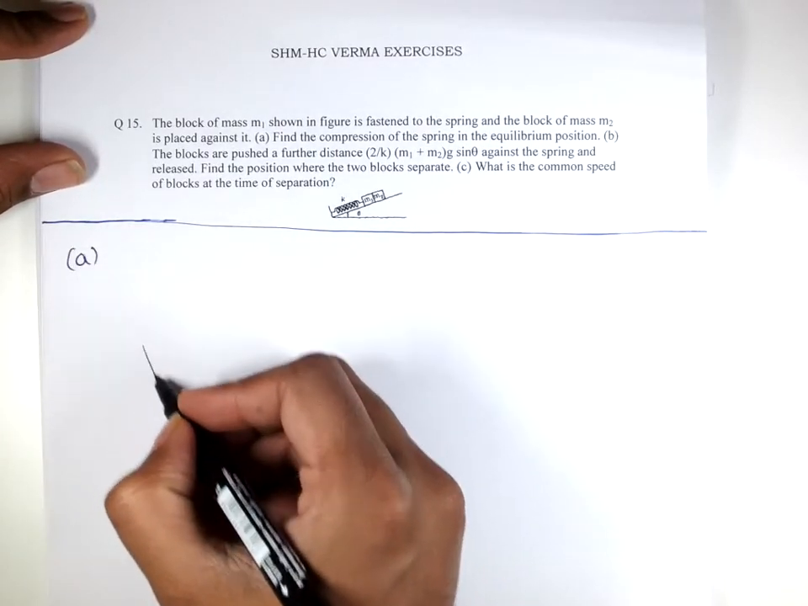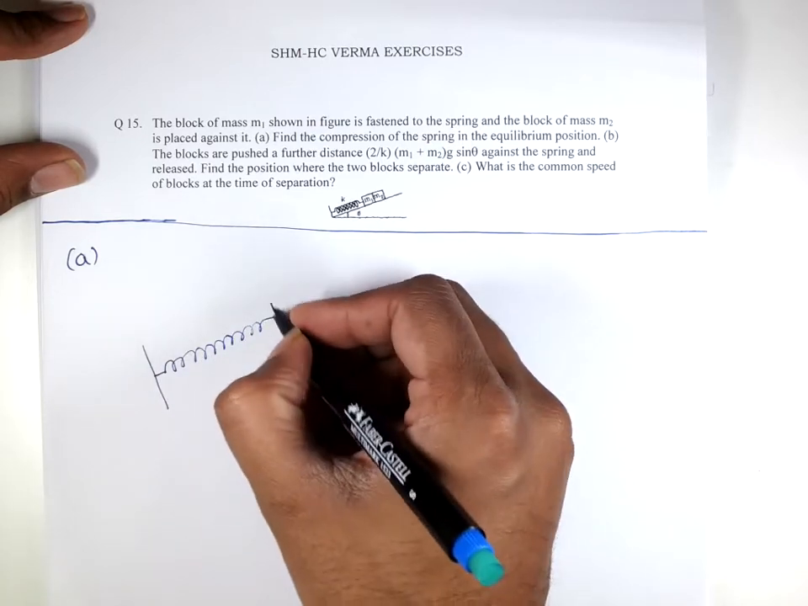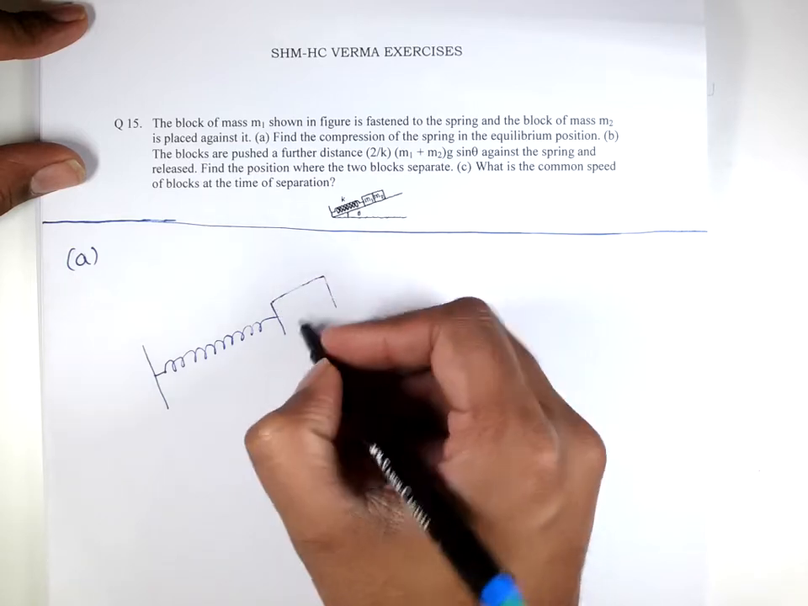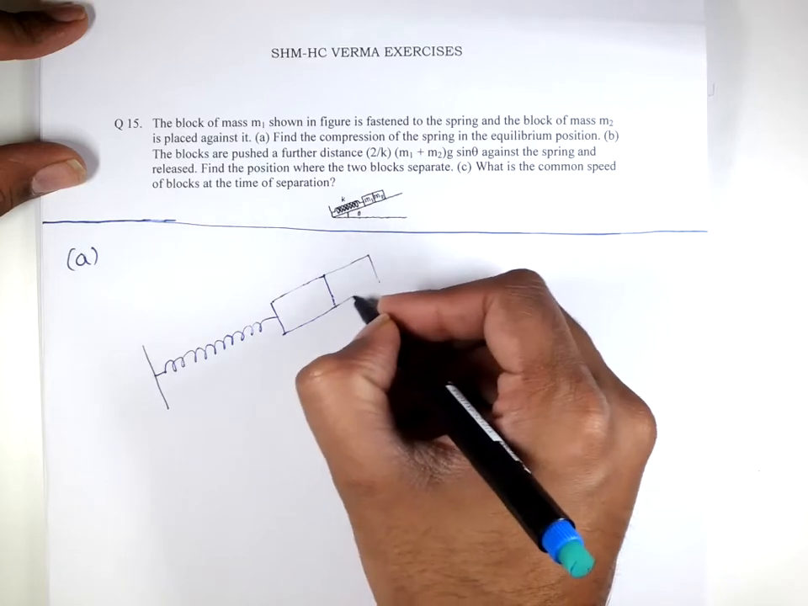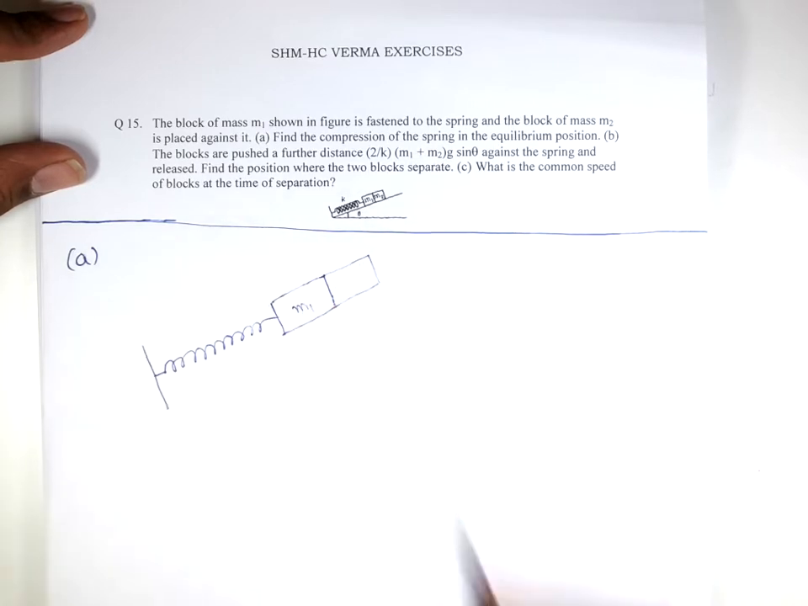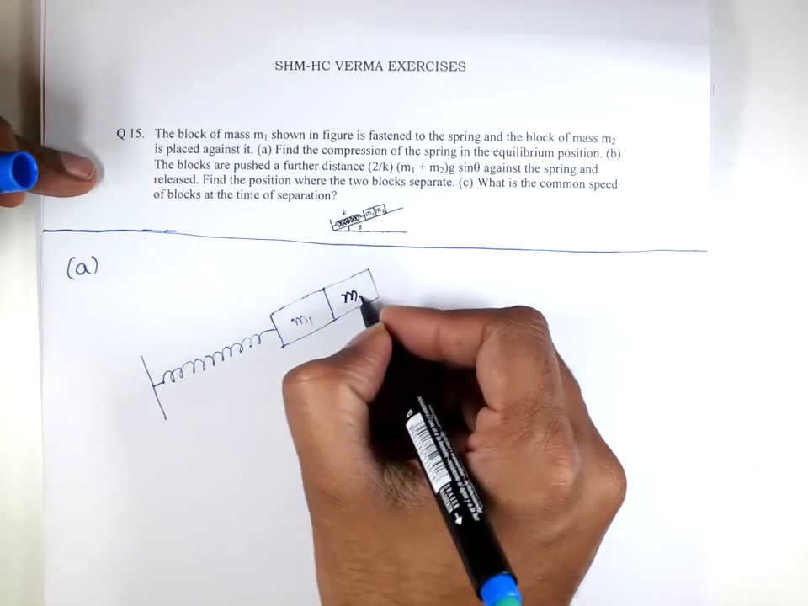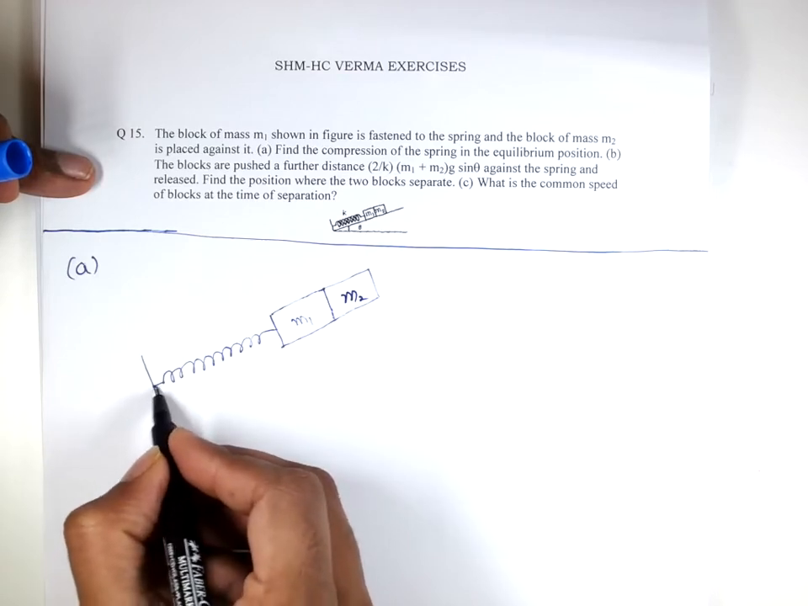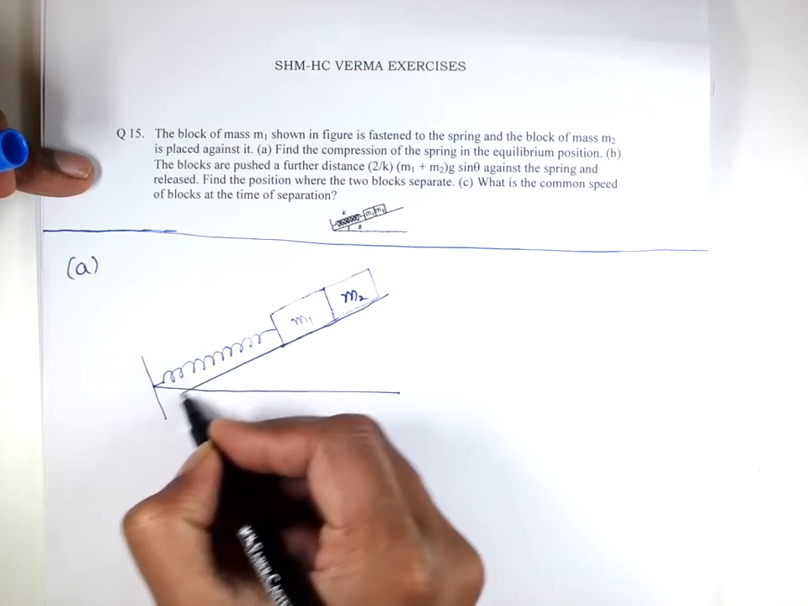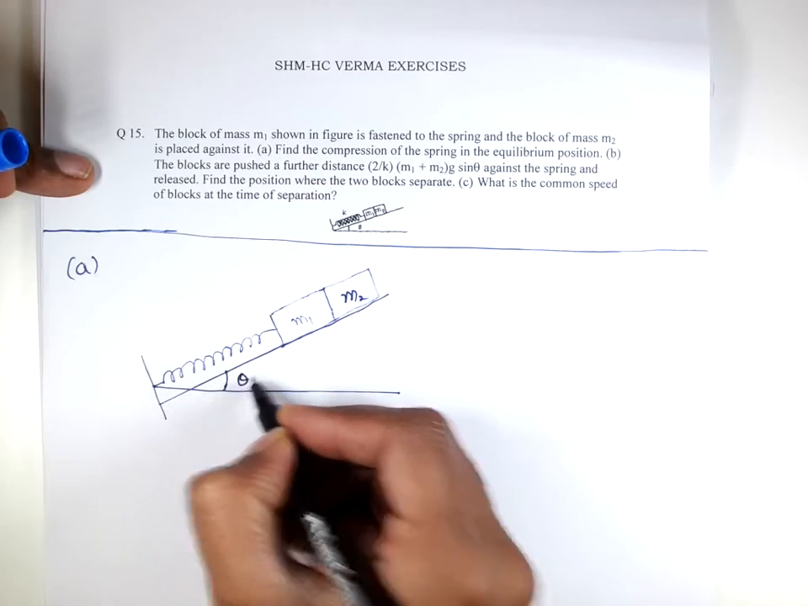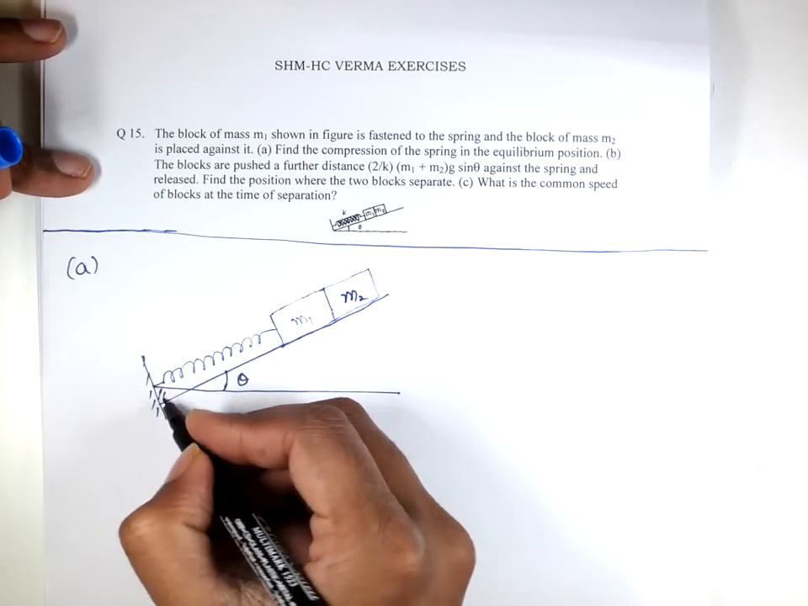a system which is in equilibrium, and the system is something like this. There is a mass m1, there is another mass m2. Now the complete system is kept on an inclined plane, such that the angle of inclination of the system is given to you as theta, and the spring is kept at one fixed end.